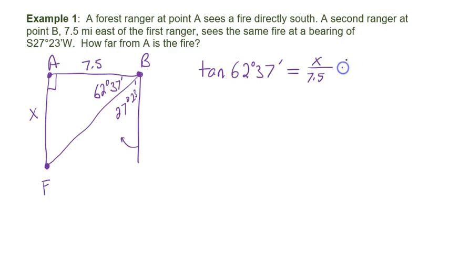And then to solve, I'm going to multiply both sides by 7.5. And when I type that in, I get 14.48, roughly, and that will be in miles because our original distances were in miles. And so that is how far that fire is from A. And that concludes this problem.